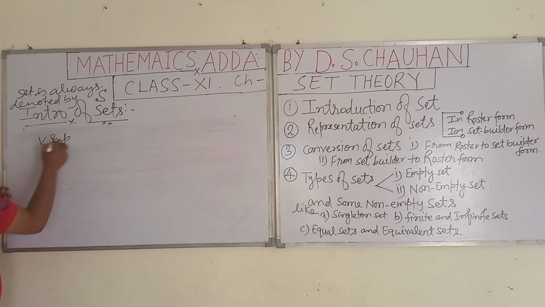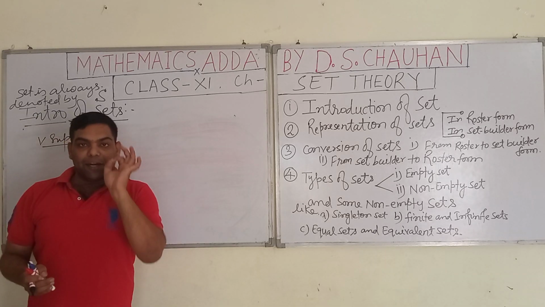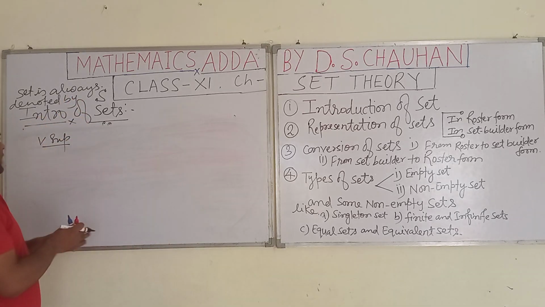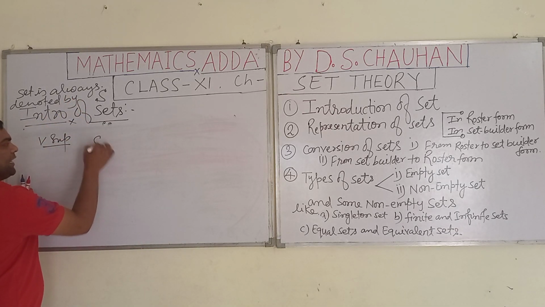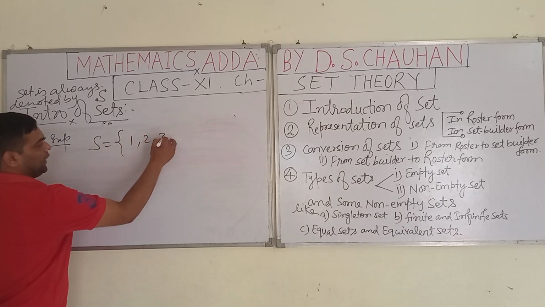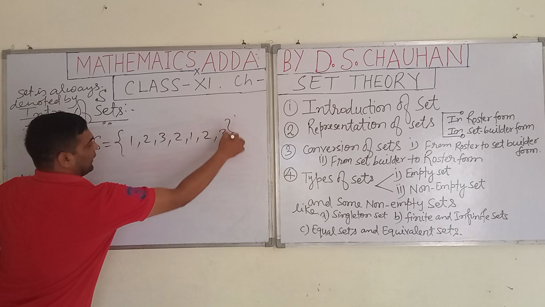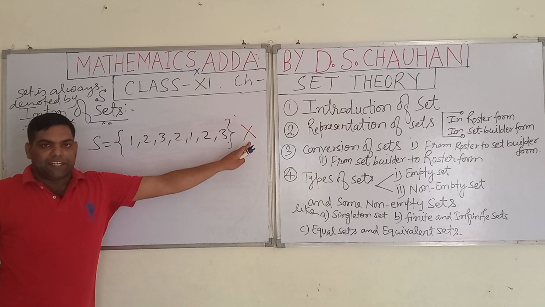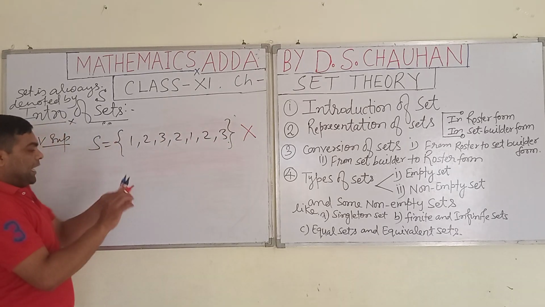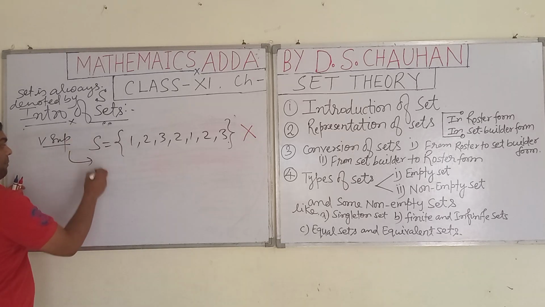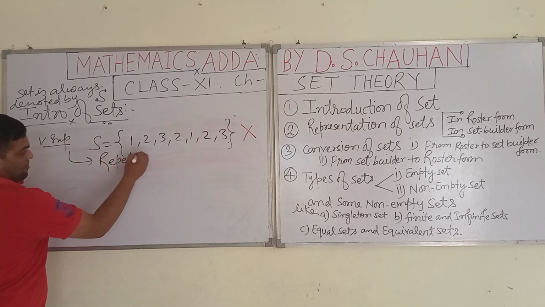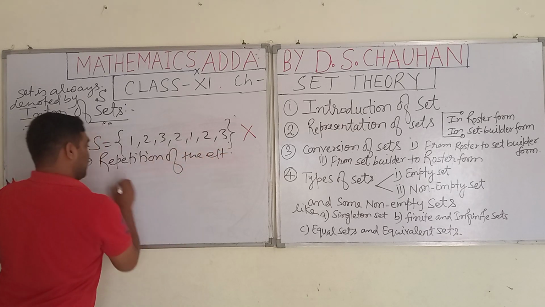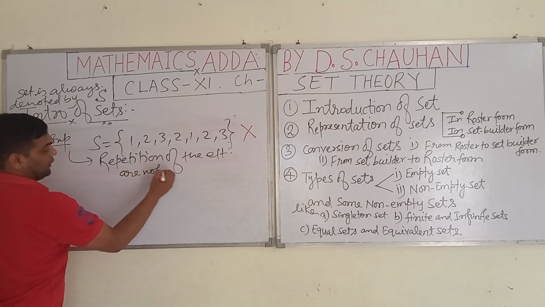Very important points. Whenever you are going to write down a set, repetition of the elements or entries is not allowed. That means if someone is writing a set like 1, 2, 3, 2, 1, 2, 3, this is wrong. This is the wrong way of representing the set. What is the right way as per the rules? Remember, repetition of the elements is not allowed.